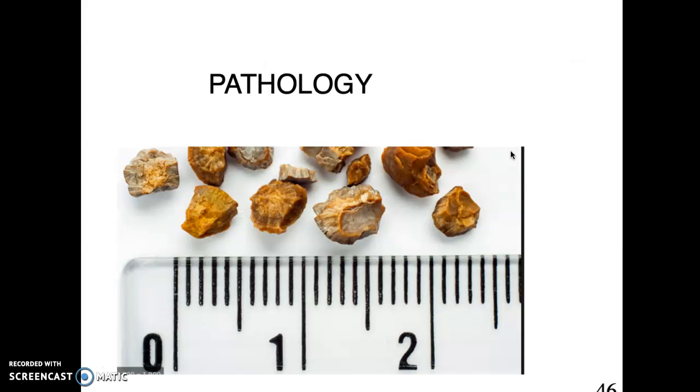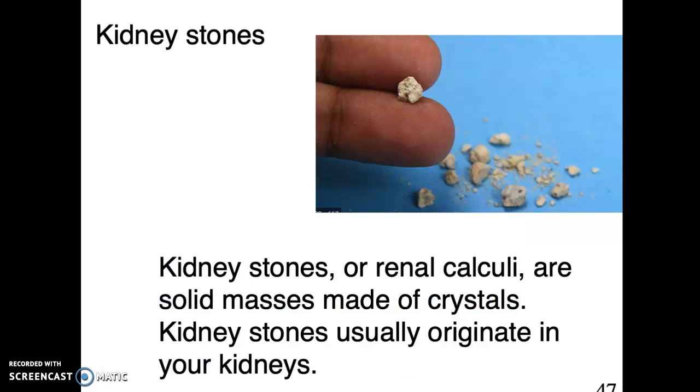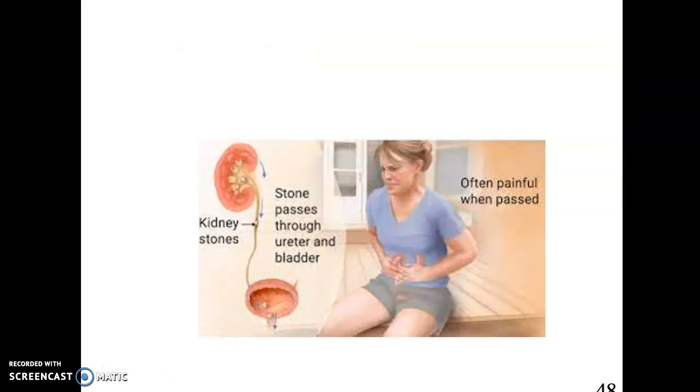Okay, I wanted to insert a pathology here, given that a lot of you are going to be working with things like this, which is finding kidney stones. So stones or renal calculi are these masses made of crystals. They could be crystals of lots of different ions, and they're usually originating in the kidney itself. And from the kidney, it's going to have to travel down the ureter and down into the bladder.